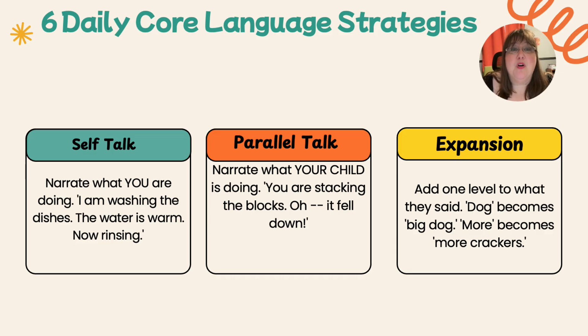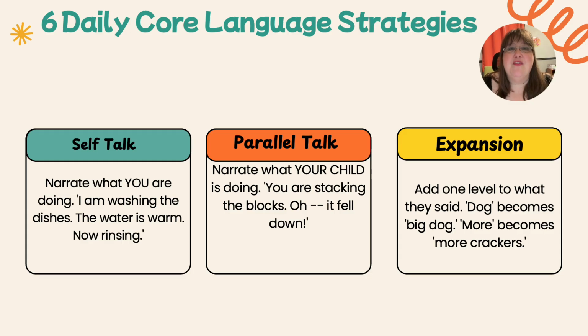Let me give you a framework of 6 core strategies. These are evidence-based, family-friendly, and they work across ages, across goals, and across diagnoses. Self-talk means narrating what you are doing as you do it. This provides a constant stream of language without any pressure on your child to respond. Parallel talk means narrating what your child is doing. This attaches language to your child's own experience and attention, the open window for learning.